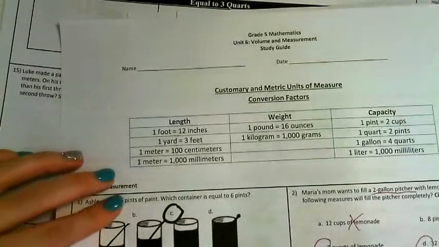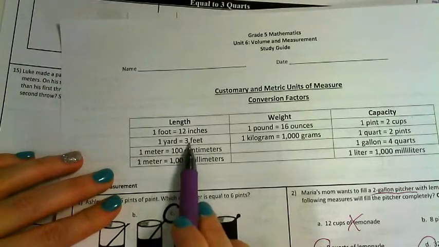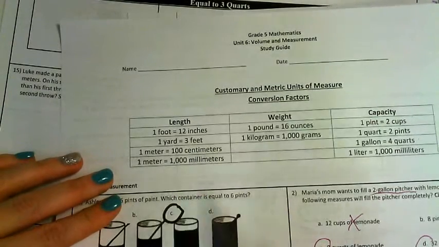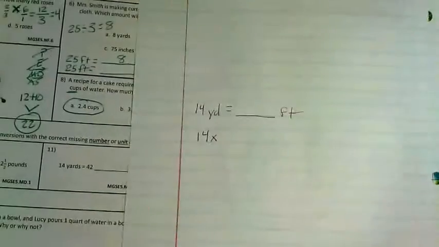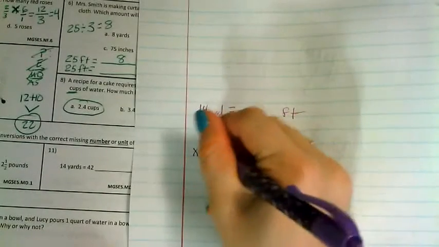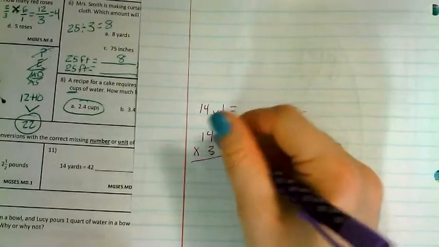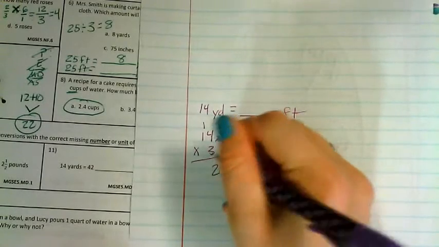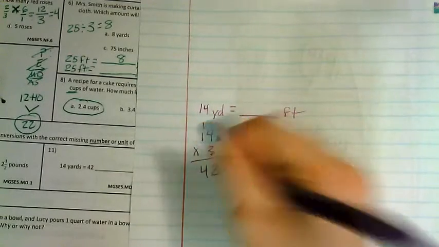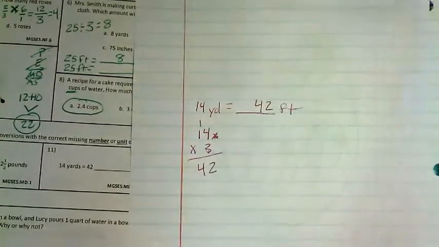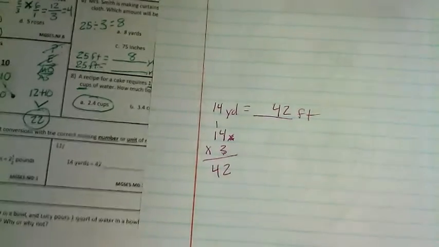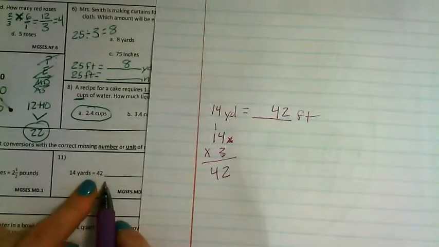Let's go back to our conversion charts. Talking about yards and feet, 1 yard equals 3 feet. So I'm going to need to multiply it by that 3. So I'm going to have to do 14, up and down, times 3. 3 times 4 is 12. 3 times 1 is 3, plus 1 is 4. 42 feet. Well, hey, that worked out really well because I'm looking for something with 42.